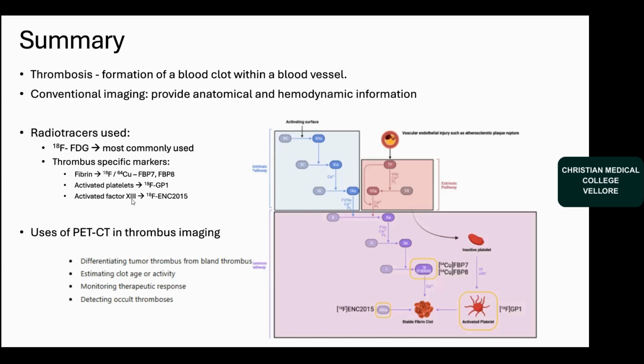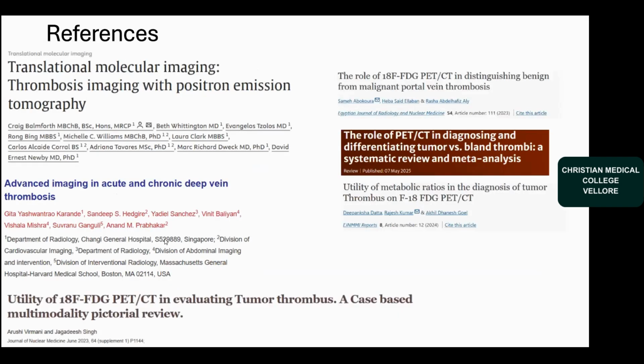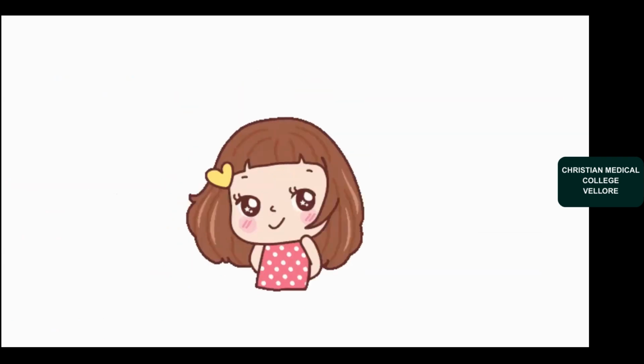For activated factor 13A, it's F18 NC 2015. So this is what's up for fibrin, for 13A and for platelets. And the uses of PET CT are to differentiate tumor thrombus from bland thrombus, to estimate the clot age or activity, to monitor therapeutic response, and to detect occult thrombosis like DVT or PE. These are my references. Thank you.